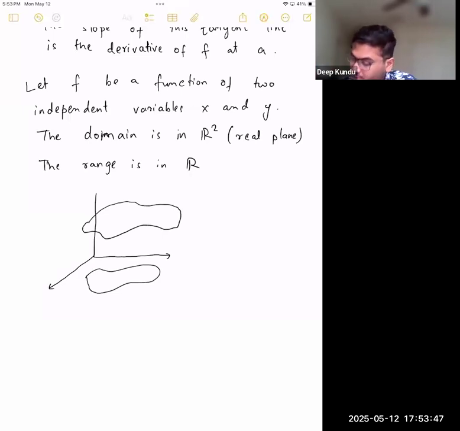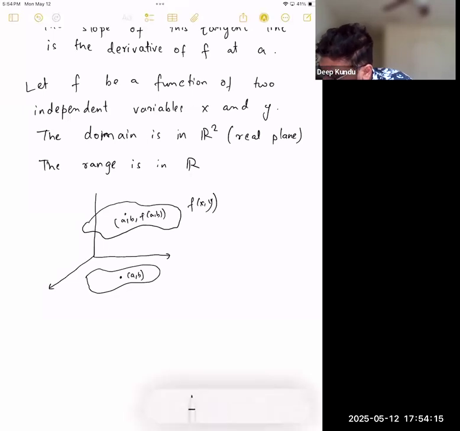So let's pick a point in the domain. Let's say this is our point (a, b). And let's try to replicate the idea of derivatives from the previous case. So we have a corresponding point on the surface. So if this is my surface f of x, y, this point will be (a, b, f(a, b)), correct? Now, there's a problem here. Why? Observe this.